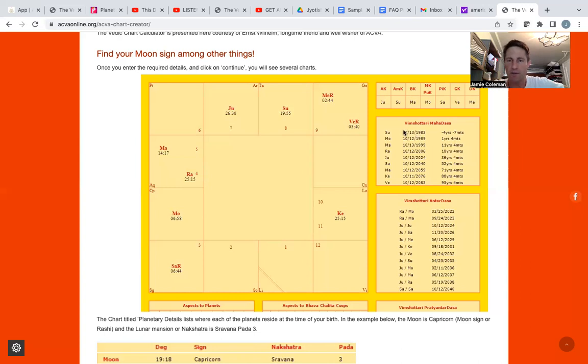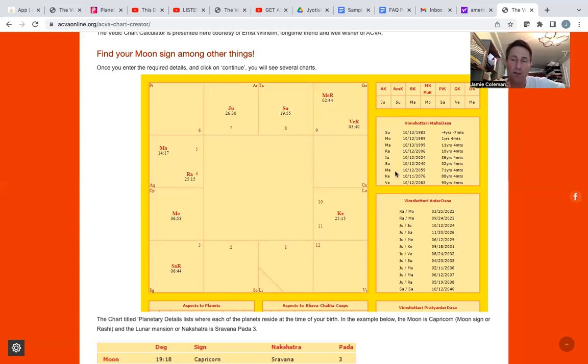So just to show you, this individual in their chart was born in what we call a Sun Mahadasha, and then shortly thereafter they went into their Moon Mahadasha, then their Mars Mahadasha, and then they currently are in their Rahu Mahadasha, since right now it is 2022. So they're in the middle of this Rahu period, and then after that, they will be moving into their Jupiter period, then Saturn, Mercury, and so on.